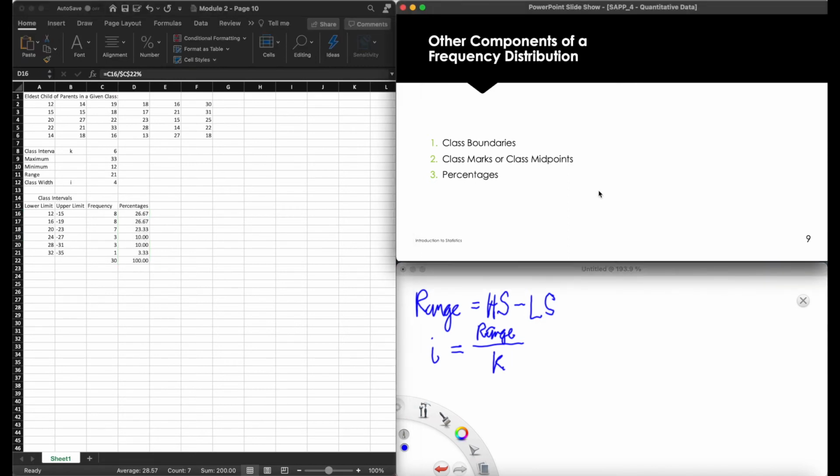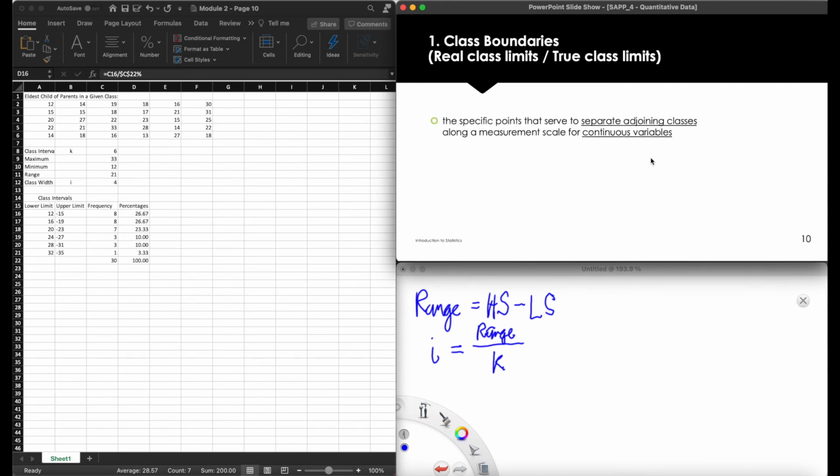Let's proceed, because I did that first since we're familiar with it already. So let's start with the class boundaries. Some may call this the real class limits or the true class limits. So how do we do this? These are specific points that serve to separate adjoining classes along a measurement scale for continuous variables. As you can see in these limits, just look at the first two class intervals: 12 to 15, then 16 to 19, and then 20 to 23. Anyways, let's focus here on the first two.